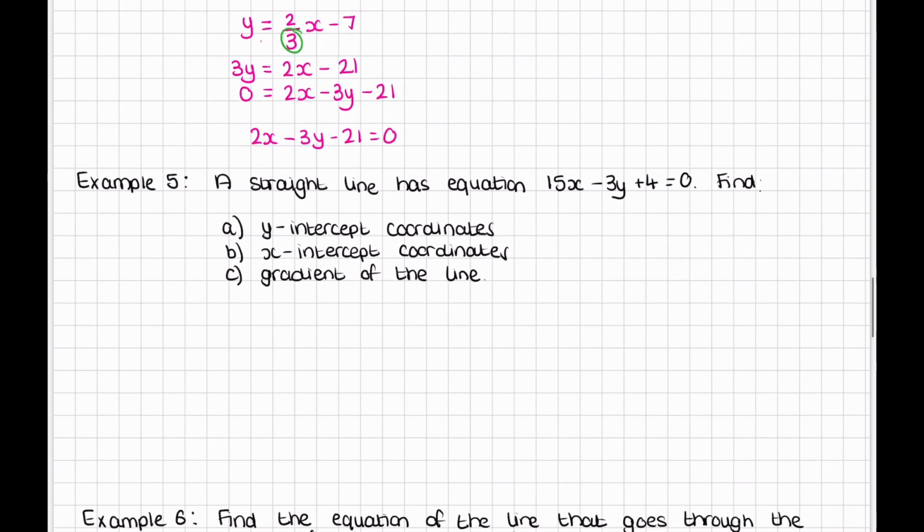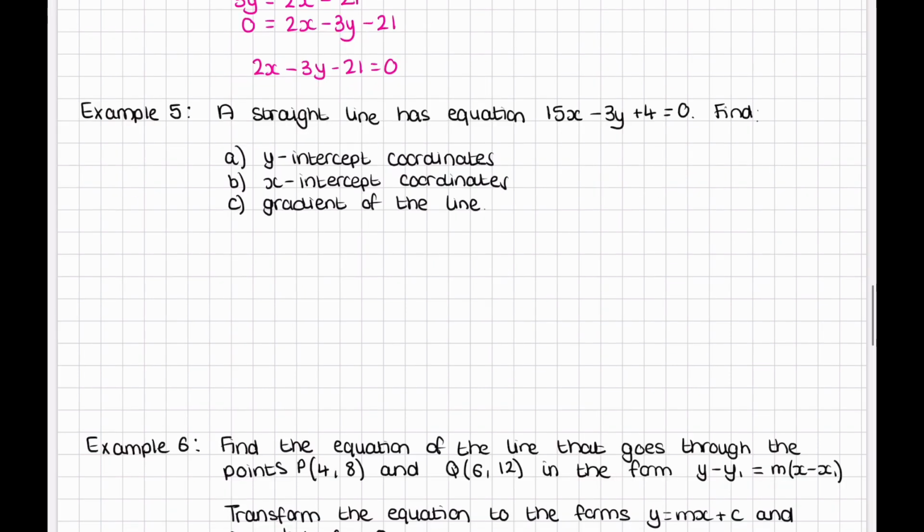Example 5, a straight line has equation 15x minus 3y plus 4 equals 0. Find the y-intercept coordinates, the x-intercept coordinates, and the gradient of the line. So start with finding the y-intercept. Now, y-intercept happens when x equals 0.